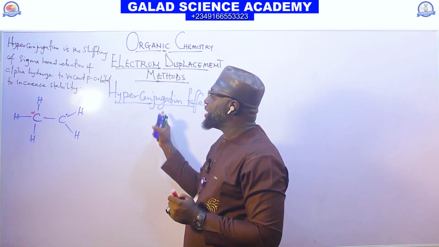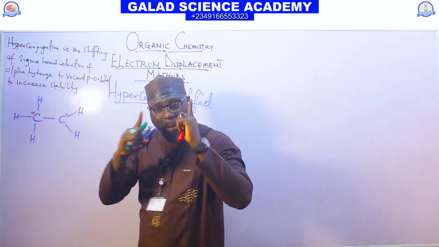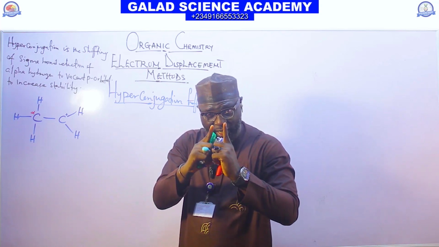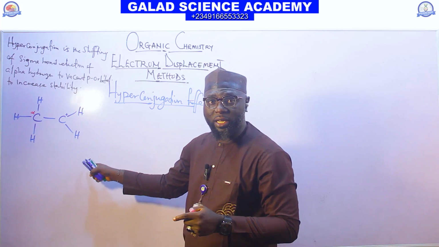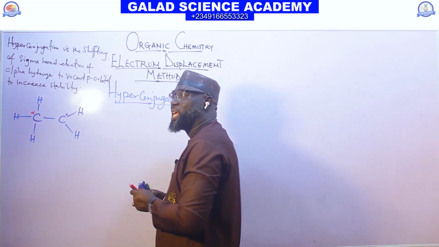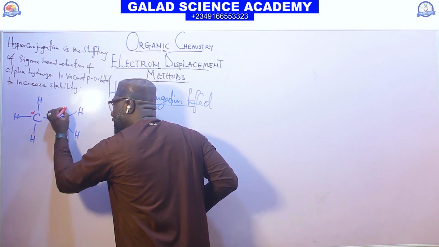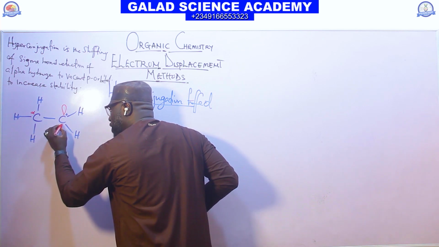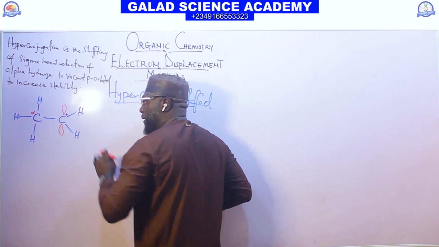So the hyperconjugation effect, I said, is the shifting of sigma bond electron, meaning a single bond, of alpha hydrogen to the vacant p orbital. This orbital we have here is vacant. That's why you put a plus here.